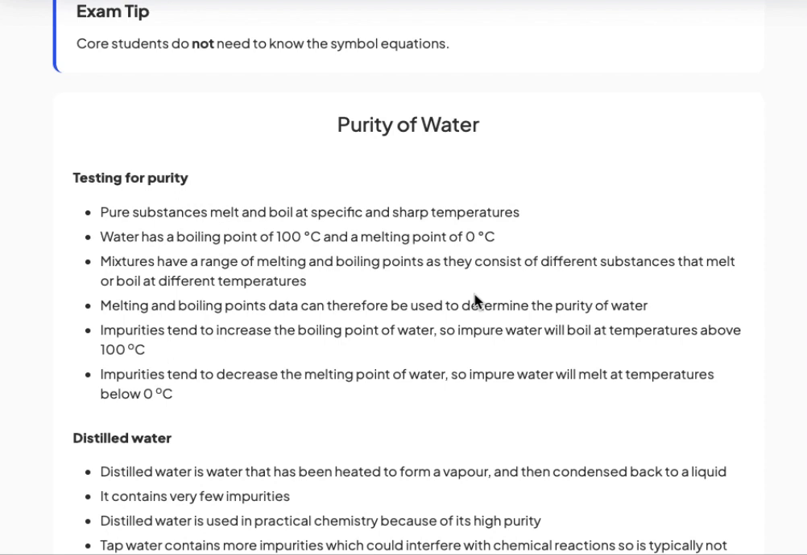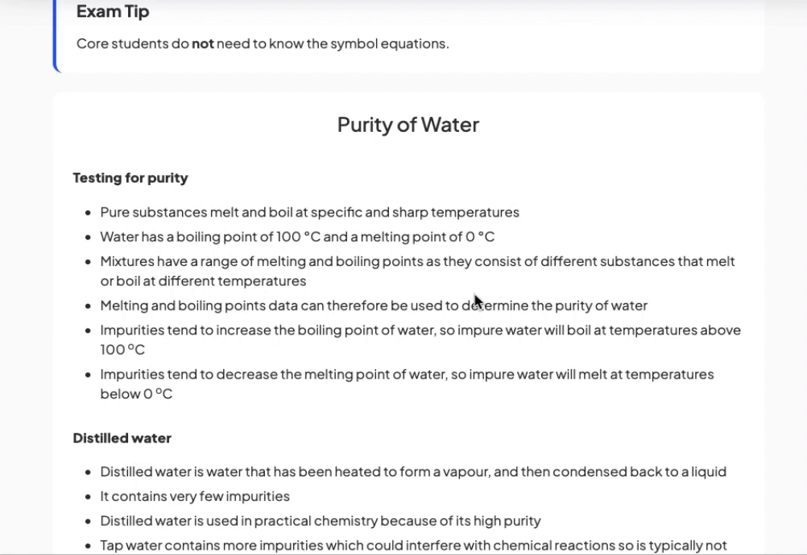Below 0 degrees means negative: minus 5, minus 2, minus 10, whatever. These are temperatures below 0 degrees Celsius. So impure water, or water that is not pure, will start to melt at a temperature below 0 degrees Celsius. Okay?